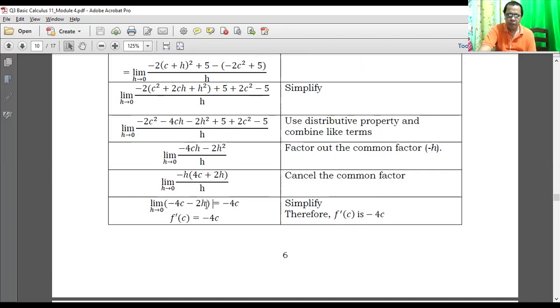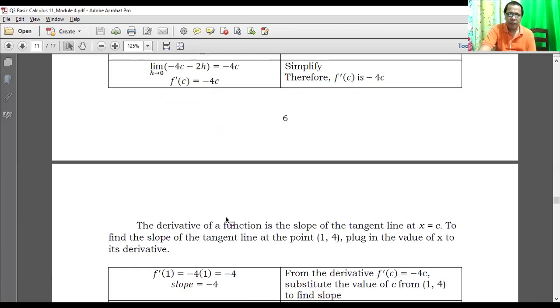Substitute 0 to h. So, mag-0 ni si 2. So, mabilin 4c. So, therefore, the derivative of function of c is just equal to negative 4c. Nagyapon si c, no? So, nagyapon si c.